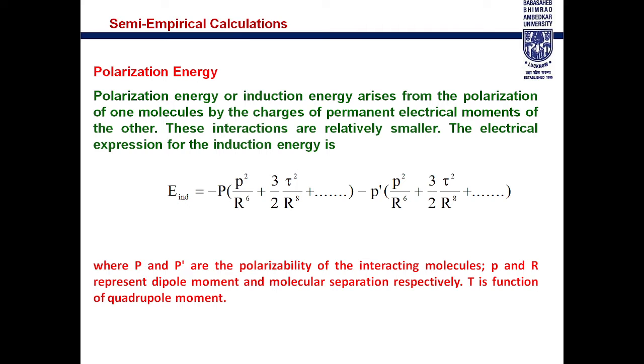Polarization energy or induction energy arises from the polarization of one molecule by the charges or permanent electric moment of the other. These interactions are relatively smaller. The expression for induction is given by this, where P and P prime are the polarizabilities of the interacting molecules. P and R represent the dipole moment and molecular separation, and tau is a function of quadrupole.